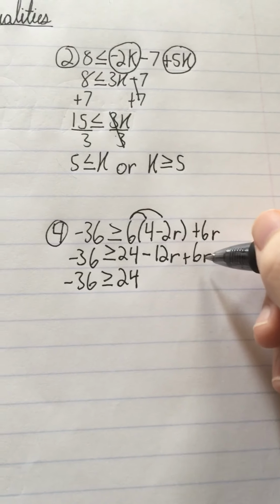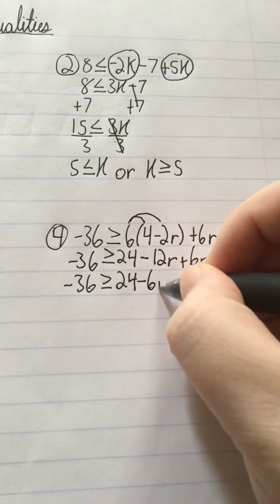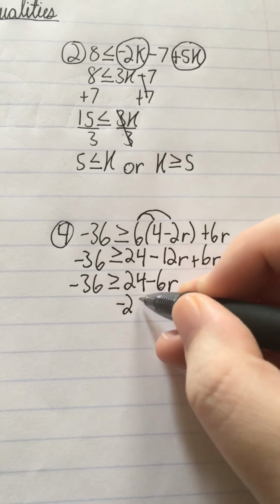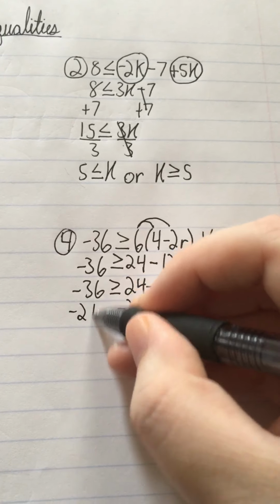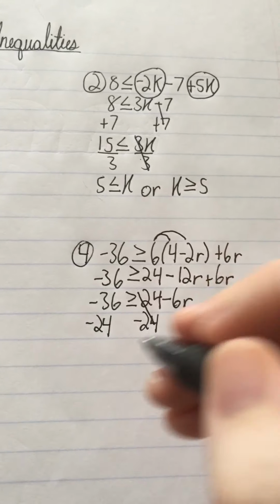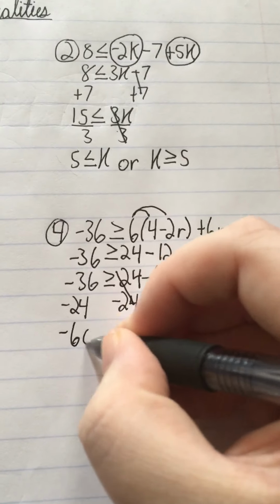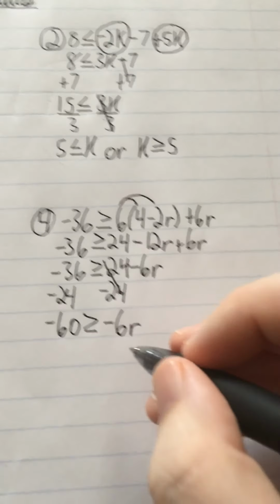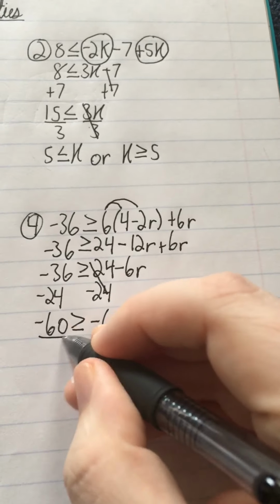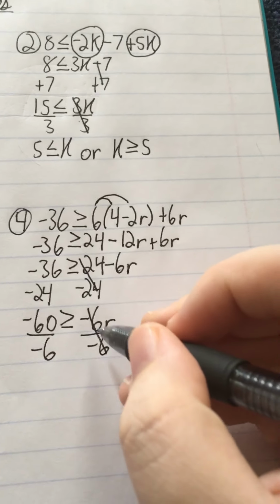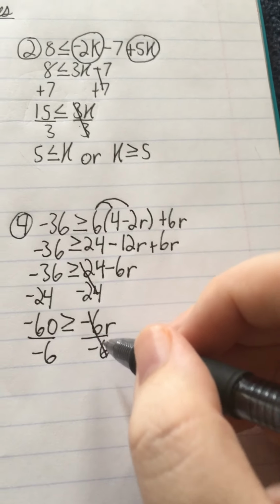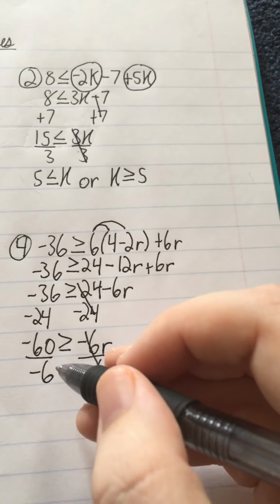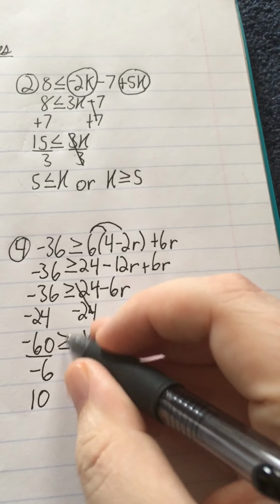And negative 12r plus 6r is minus 6r. Going to subtract 24 on both sides. And I'm left with negative 60 is greater than or equal to negative 6r. Divide by negative 6 on both sides. Now again, we're dividing by a negative number, so we have to remember to flip our inequality sign. So negative 60 divided by negative 6 is 10. Flip our sign.